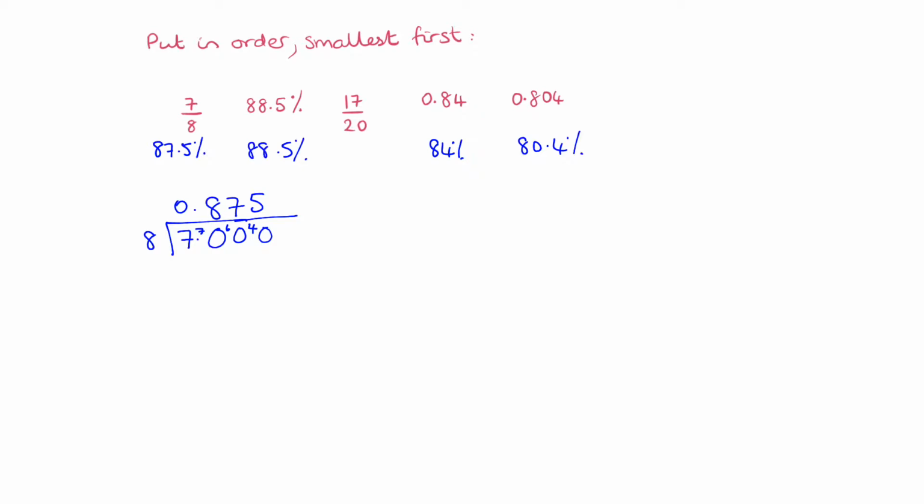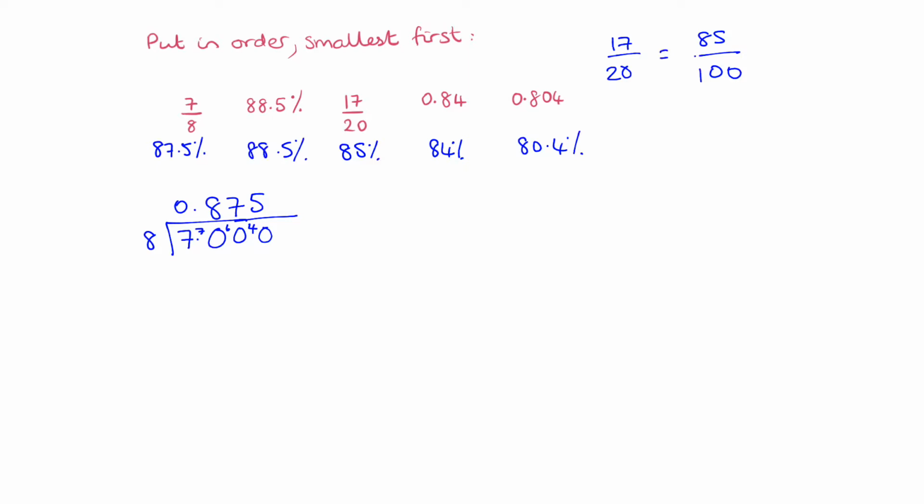And with the 17 over 20, we actually don't need to do a division if we don't want to, because if we changed 17 over 20 into something over 100, then that would give us a percentage. So we'd just times by 5, and 17 5s are 85 to create this equivalent fraction. So that's 85%.